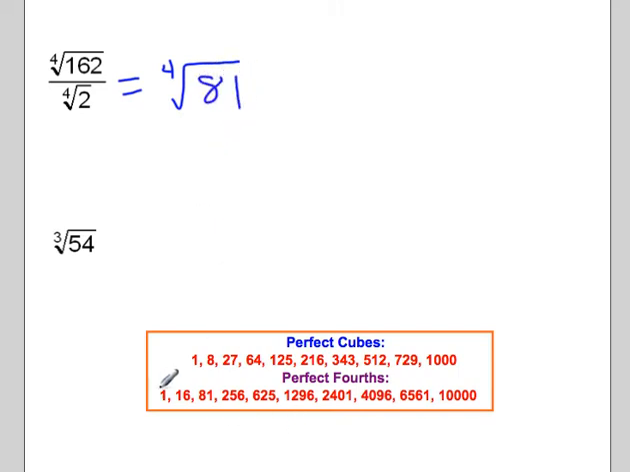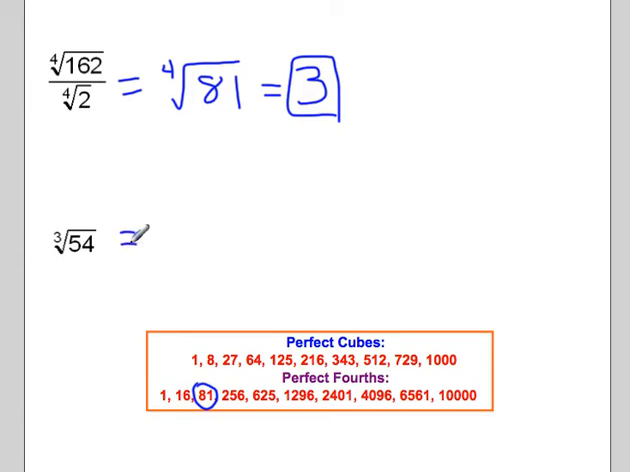Now we need to go and look at the perfect fourths. 81 happens to be a perfect fourth. And since it's the third number in, that means the fourth root of 81 is 3, because 3 to the fourth is 81.